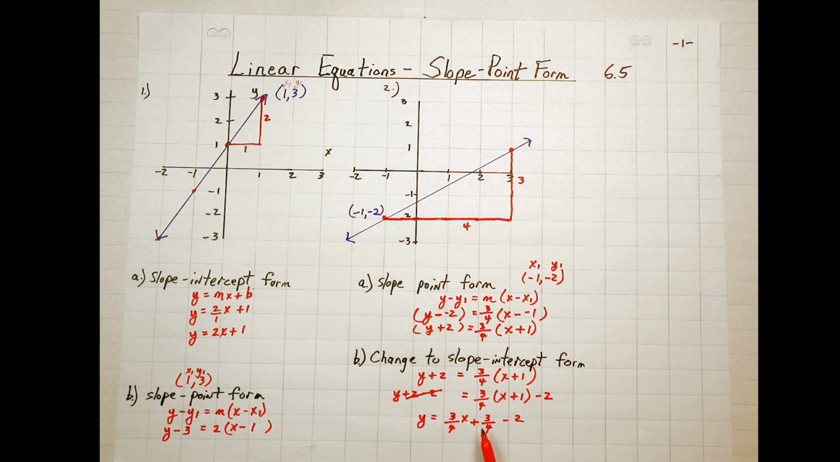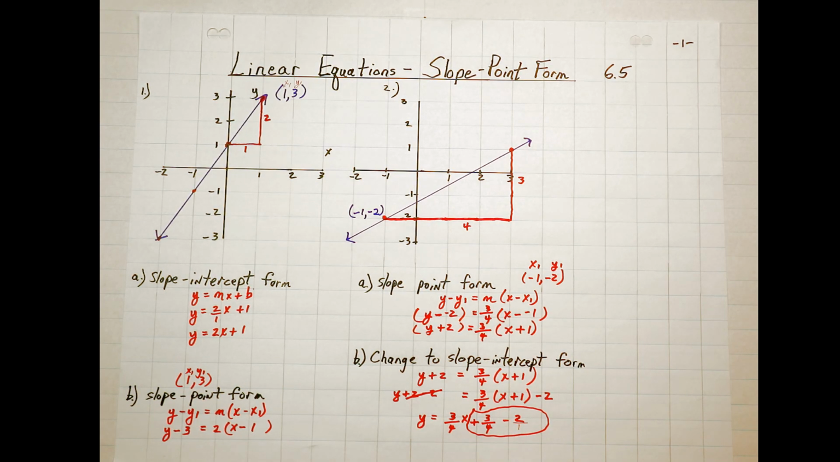Now, we cannot add 3/4 and 3/4 x. Why? Because they are unlike terms. We cannot add -2 and 3/4 x because they are unlike terms. But what we can do is add these together. So that's what we're going to do. So I'm going to put -2 over 1.